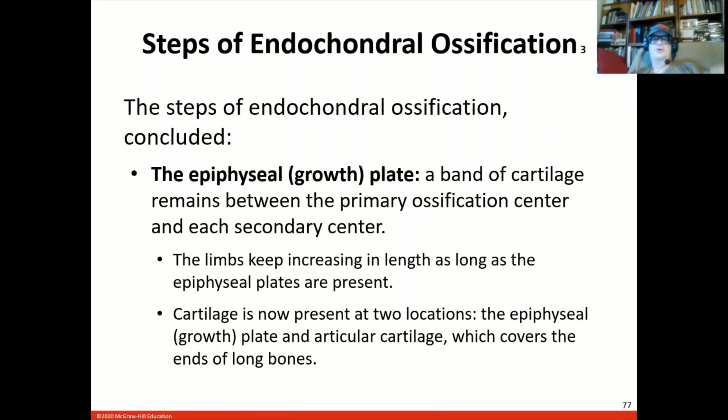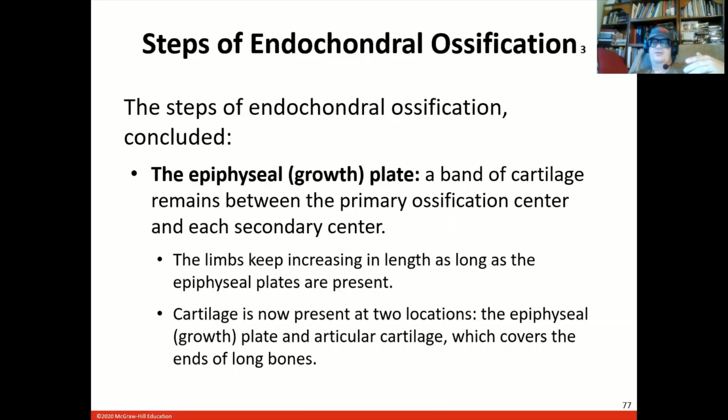The epiphyseal growth plate, we talked about that. It's a band of cartilage between the primary and the secondary ossification centers. In between you've got a band of cartilage. Your limb bones are going to keep getting longer as long as you've got epiphyseal plates.